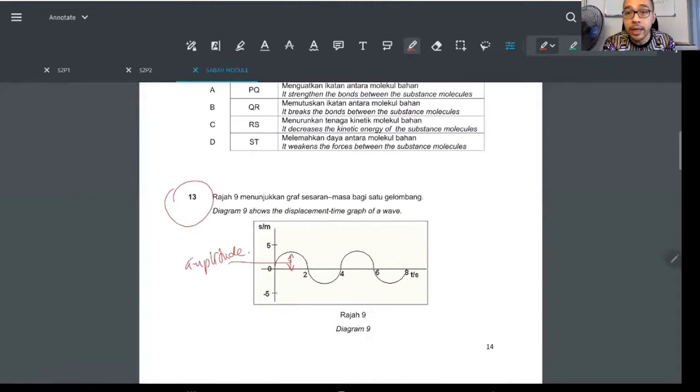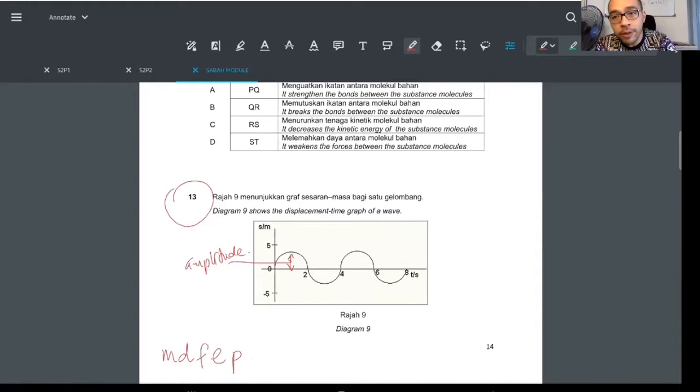They tell us the amplitude, and the definition for amplitude is the maximum displacement from the equilibrium position. Remember this definition for amplitude. Maximum displacement from the equilibrium position is the amplitude.